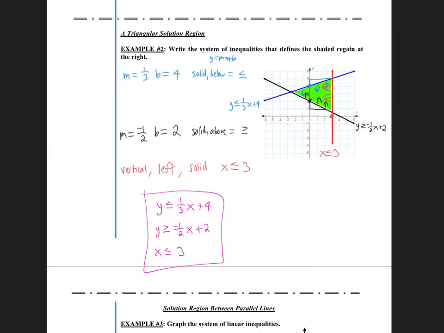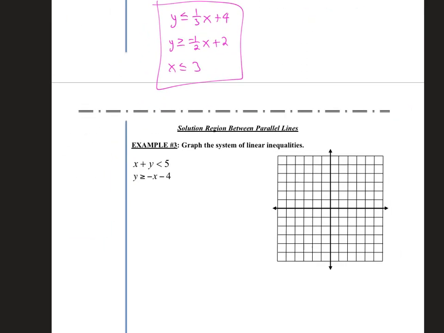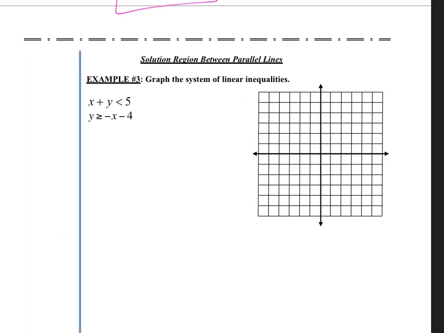All right, let's move on to the next one here. Now we're doing solution region between parallel lines. So we are going to graph these two things, and these are going to be parallel lines. It already kind of gave it away, but we're going to see what happens when we solve this here. So we're going to solve x plus y is less than 5.